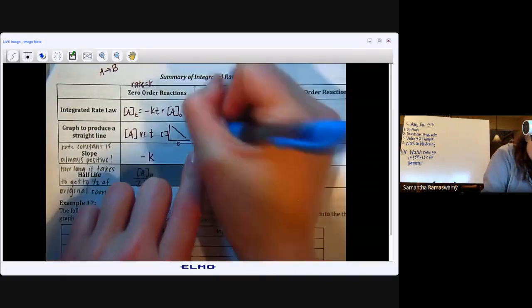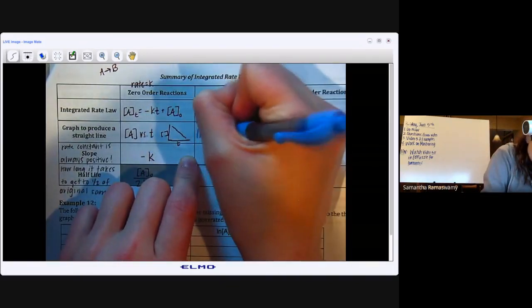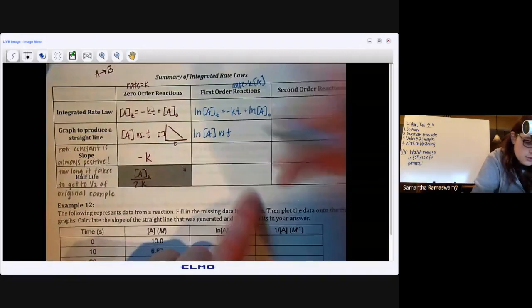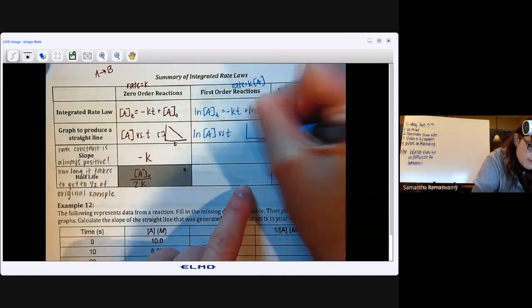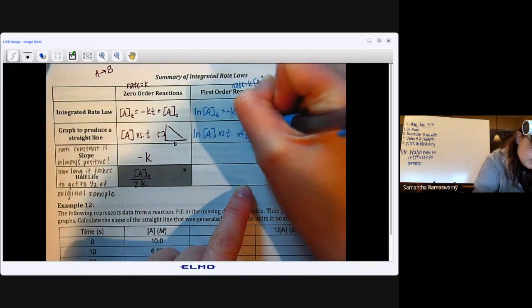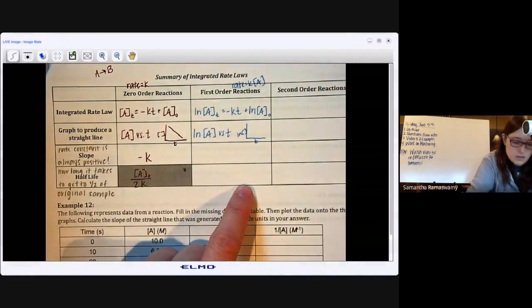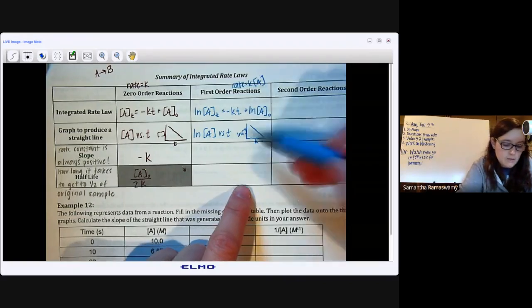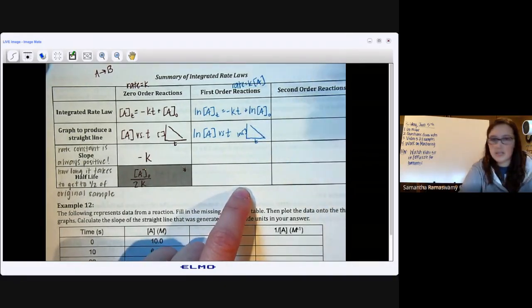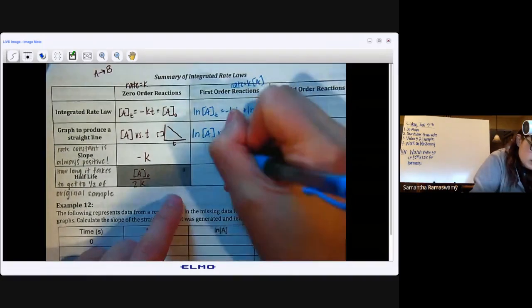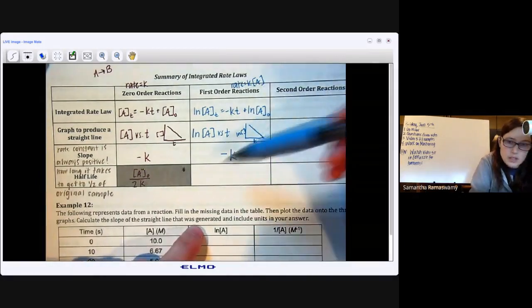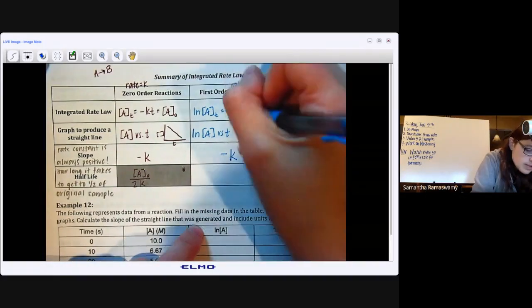So the graph that produces a straight line is the natural log of concentration versus time. We have a graph, ln of concentration. The brackets just represent concentration. The graph's going to look like this. If it's a straight line, that means it's first order. If ln versus time gives us a straight line, it's a first order process. The slope, just like zero order, because it's a negative slope, the slope equals negative k. Notice how that matches right here.